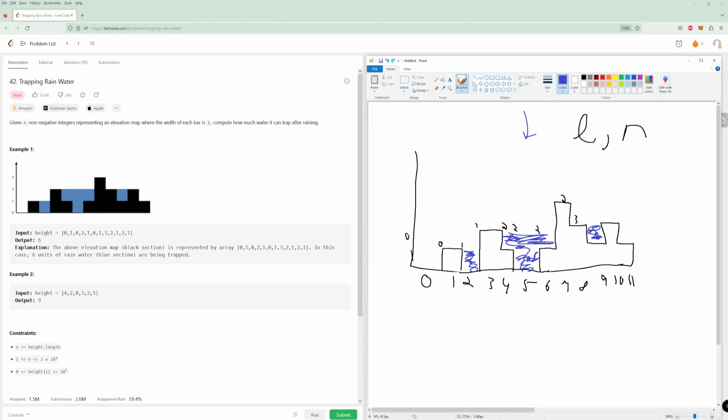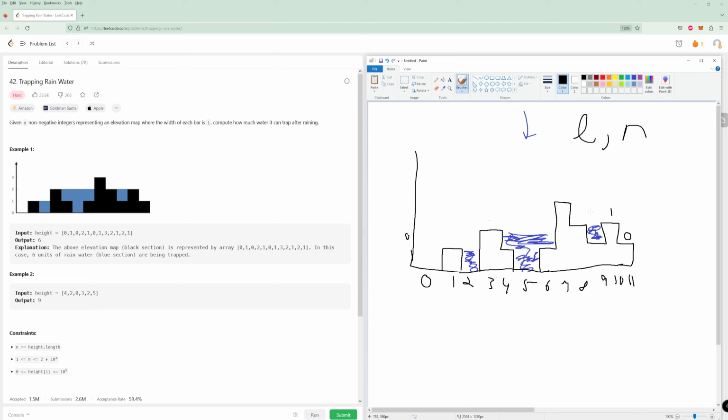Now let's do that same thing with the right wall. Same thing, except we're going to be going backwards because it's the max to the right. So we're going to start here. And so here it's going to be 0, right? Here it's going to be 1, but our surface is higher.